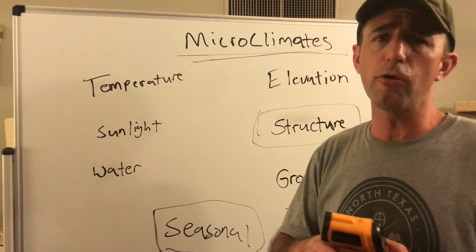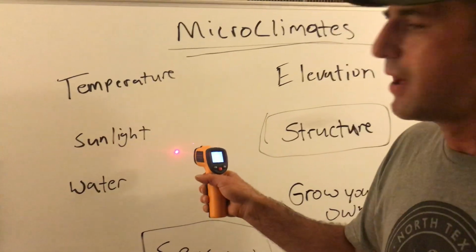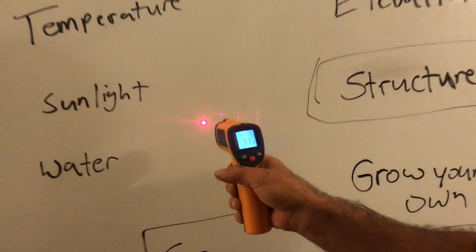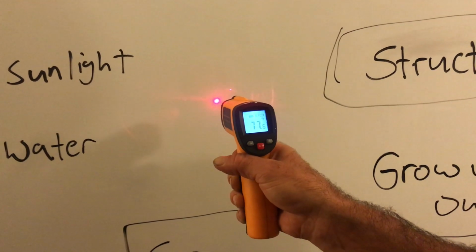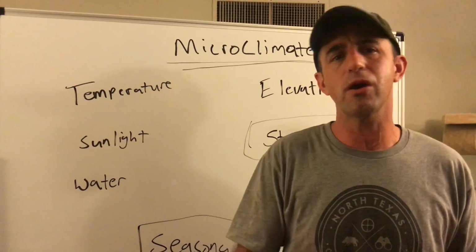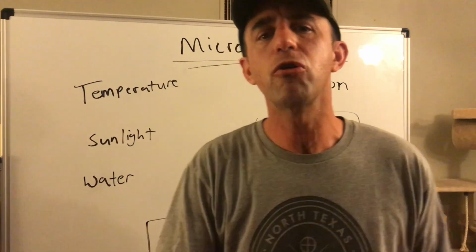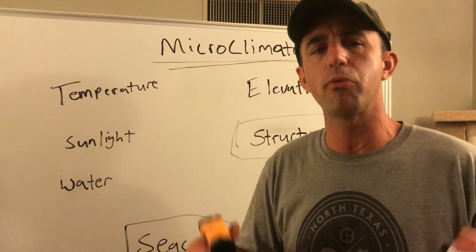A really good tool for this is this guy right here. And this is just a little temperature gun, and it is going to tell you how much different surfaces are. And I'll tell you, in my yard, on a cold day, a cold morning, I will have fluctuations of over 20 degrees. So that can really, again, make or break your garden.